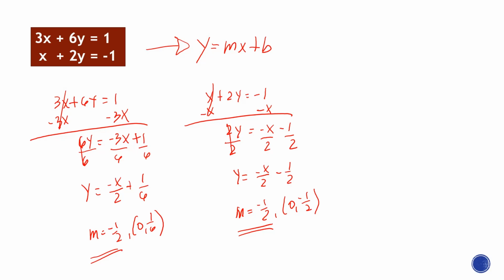Okay, now let's compare the slopes. What do you see? That's right. So the two slopes are equal. Now if that's the case, then you gotta compare the y-intercepts, right? Now it's obvious that the y-intercepts are not equal. So if the slopes are equal and the y-intercepts are not equal, therefore, this system has no solution.